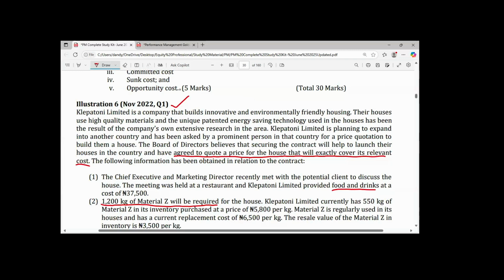Give and take, we said that relevant costs are costs that are directly attributable. Like in this case, we have a project in hand to build a house. Any cost that is not related to building the house is not relevant. So any cost that is directly traceable, directly related or attributable to building this house is relevant. So without wasting more time, let's go through the question together.